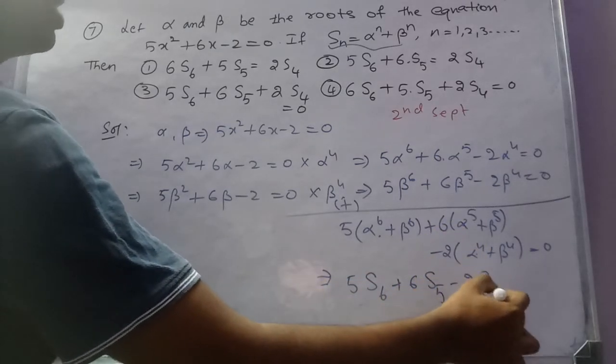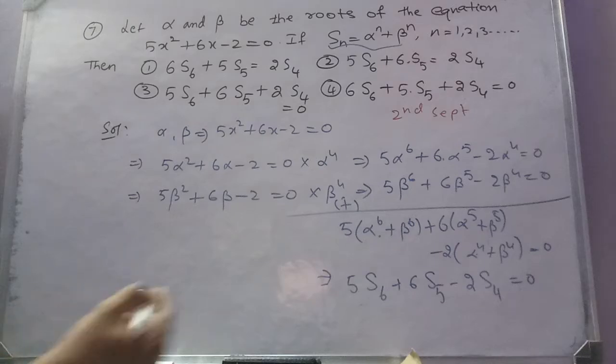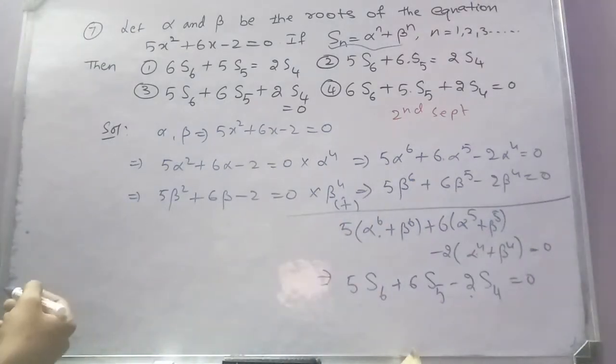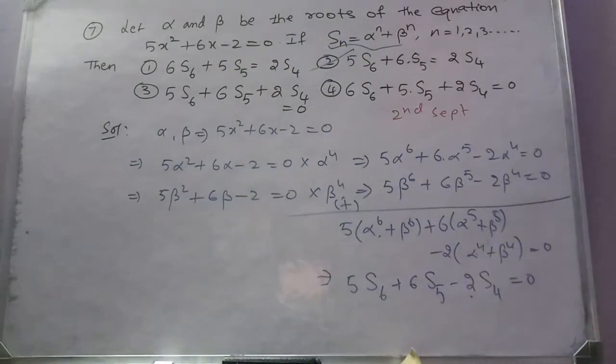Minus 2 into this is S4 equal to 0. Simple. Take it to the right side. So which option is it? Is it the second option or not? So if you take minus 2 S4 to the right, it is the second option.